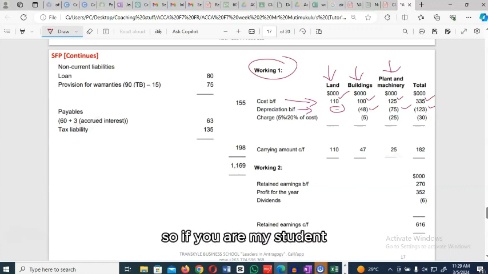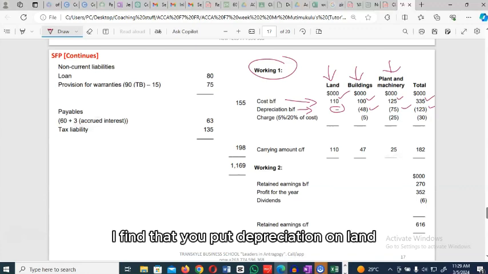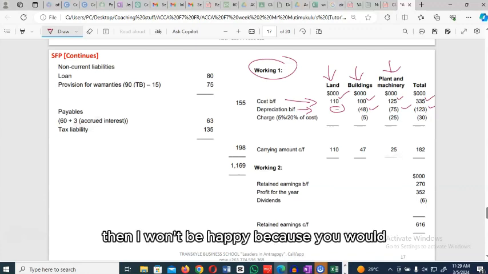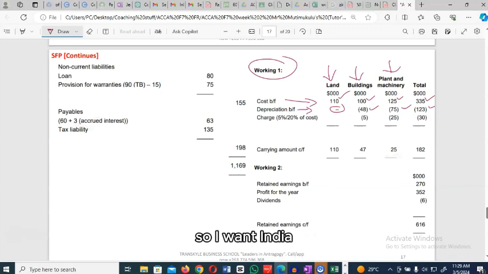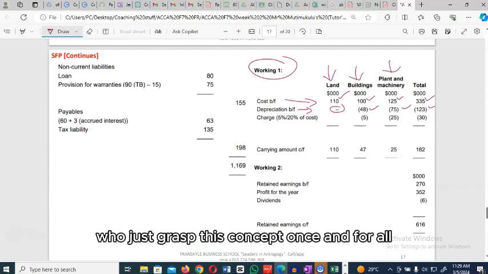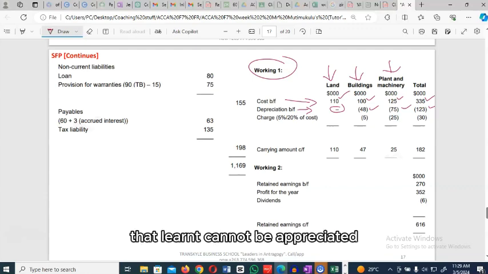So if you are my student and I find that you put depreciation on land, then I won't be happy, because you would have shown that you are not paying attention to my teachings. Okay, so I want students who are very serious and who just grasp this concept once and for all, that land cannot be depreciated.